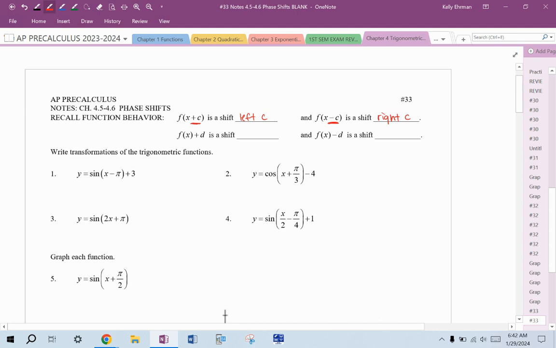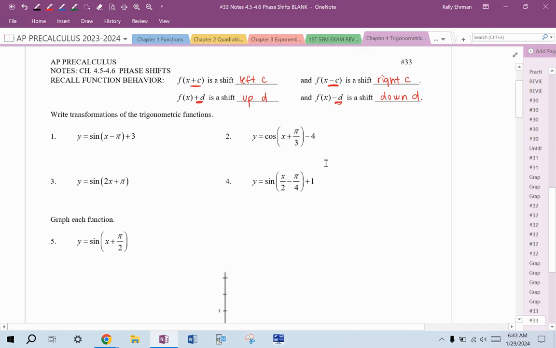And we've been looking at these vertical shifts which affect the midline. So we know that adding a value to the outside of a function is shifting the function up d units, and subtracting something to the outside of a function is shifting everything down d units. So let's just write these transformations.